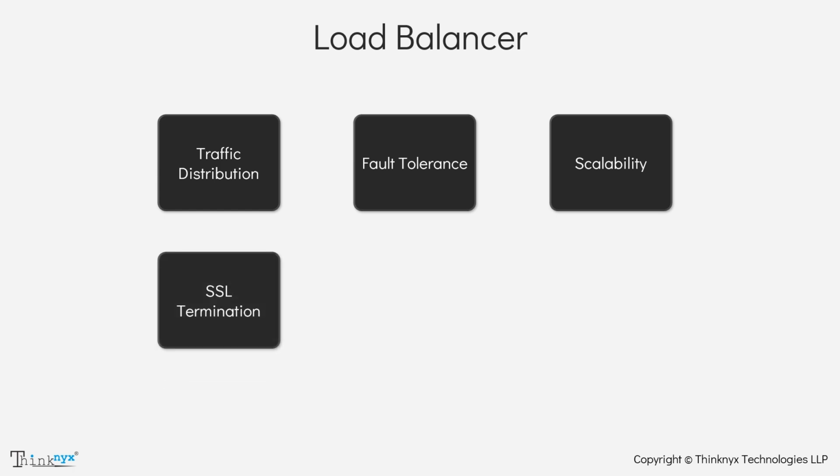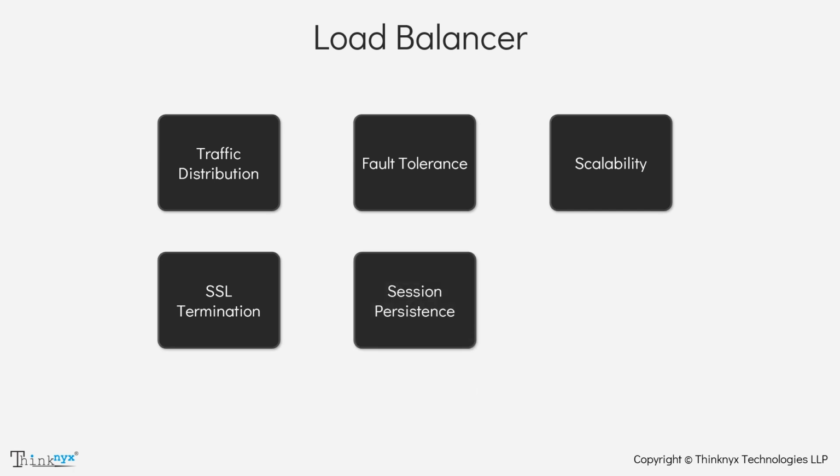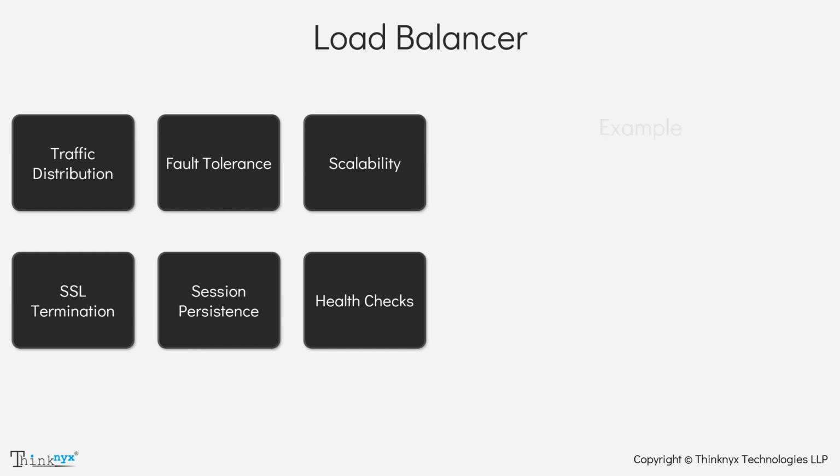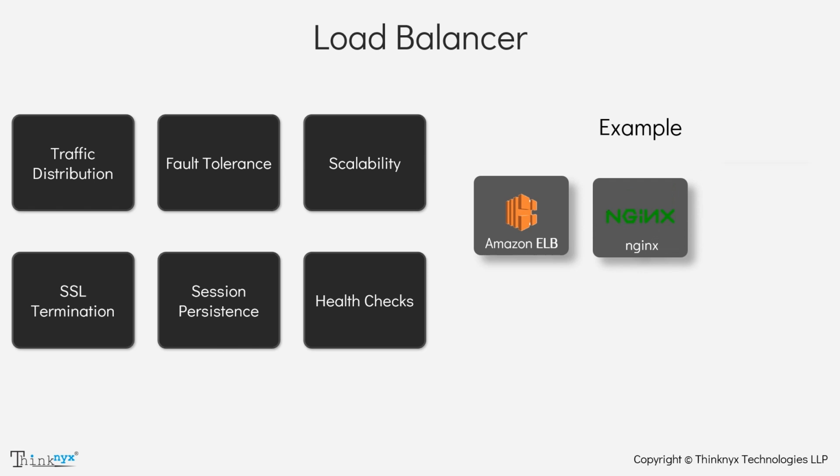SSL termination. Like a reverse proxy, it handles HTTPS encryption. Session persistence. It ensures that the user session is maintained by directing repeated requests to the same backend server. Health checks. A load balancer continuously monitors backend servers to detect failures and reroute traffic accordingly. For example, AWS Elastic Load Balancer (ELB), Nginx and HAProxy are popular load balancers used in production environments.